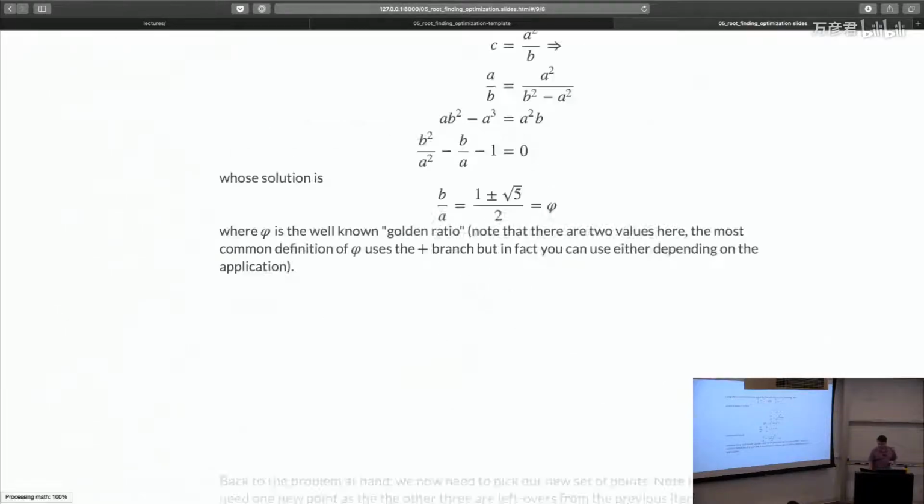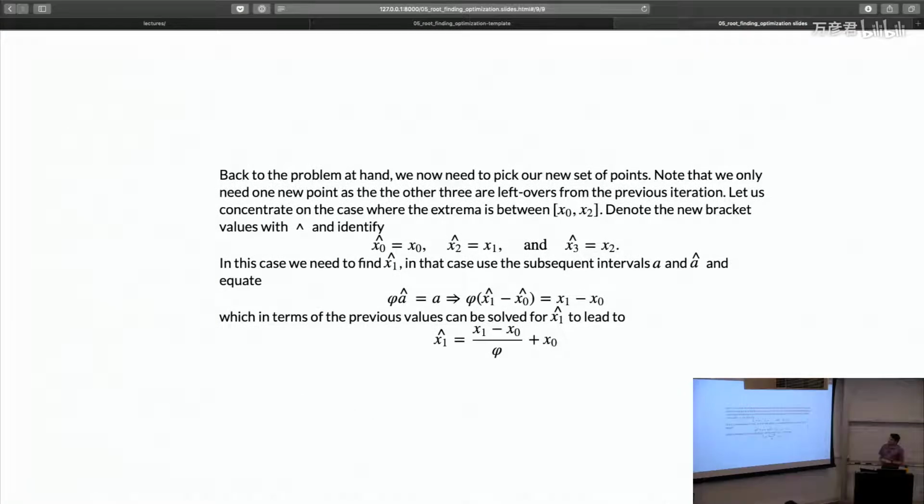All right. So we have the golden ratio now. Now we're going to talk about how we're going to pick these points relative to the golden ratio, because now we have the distances. Now we have to go back and figure out the points.